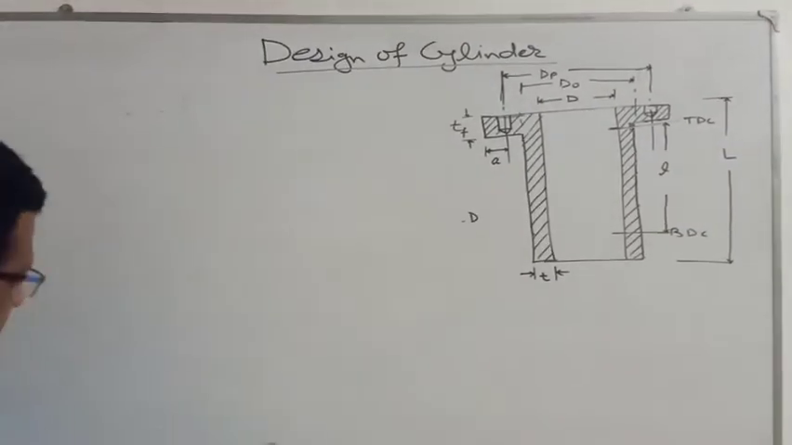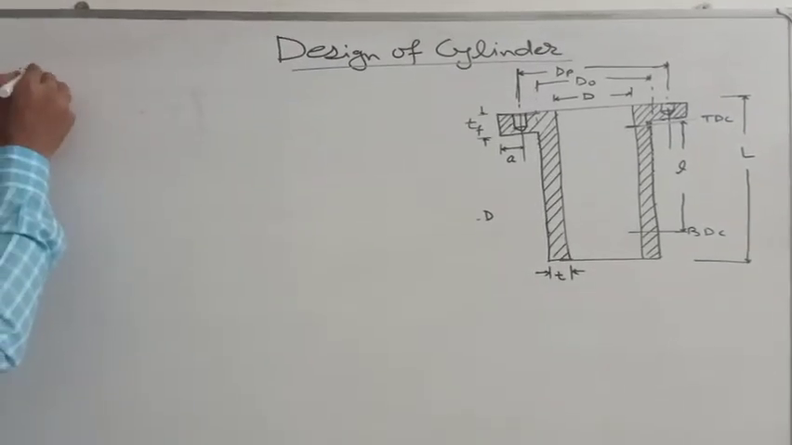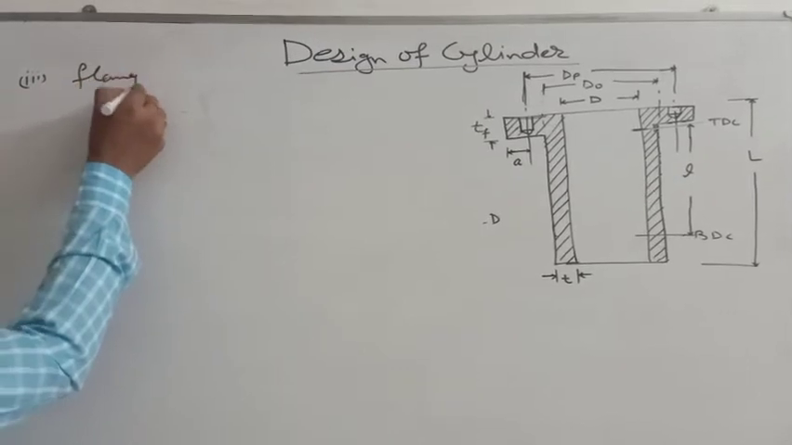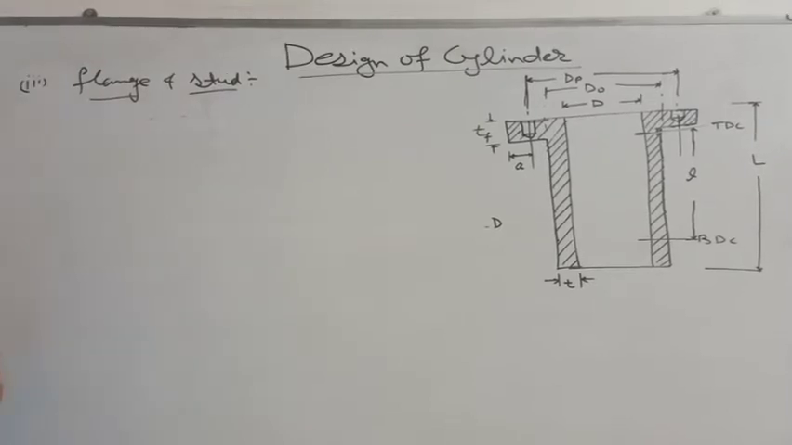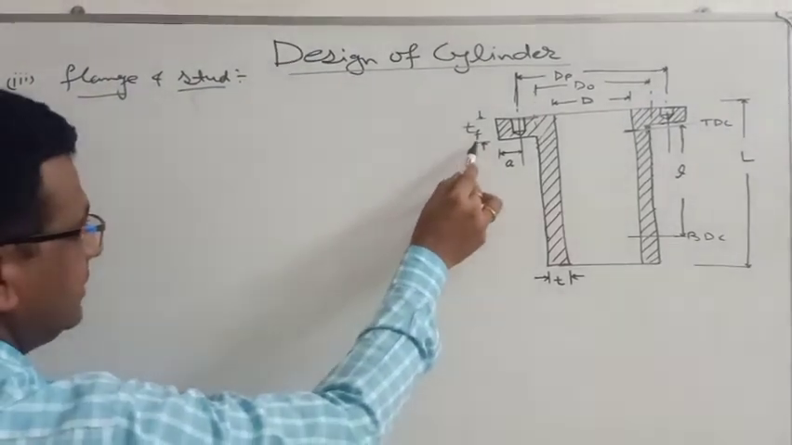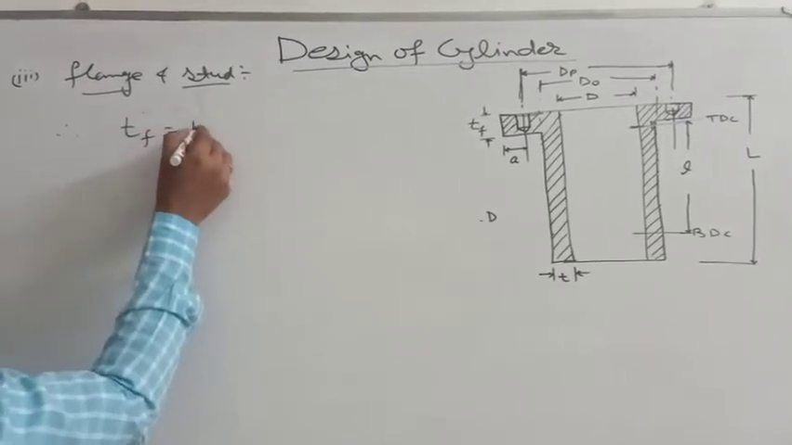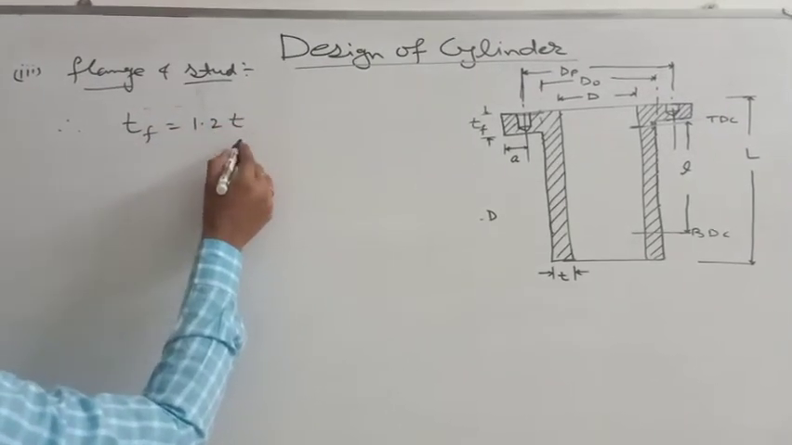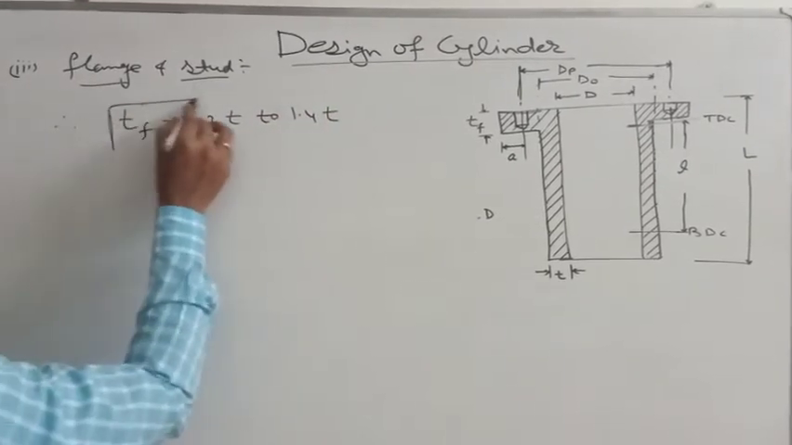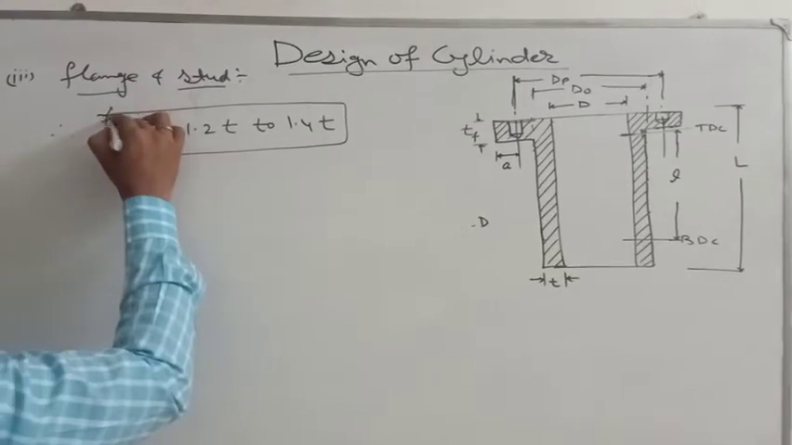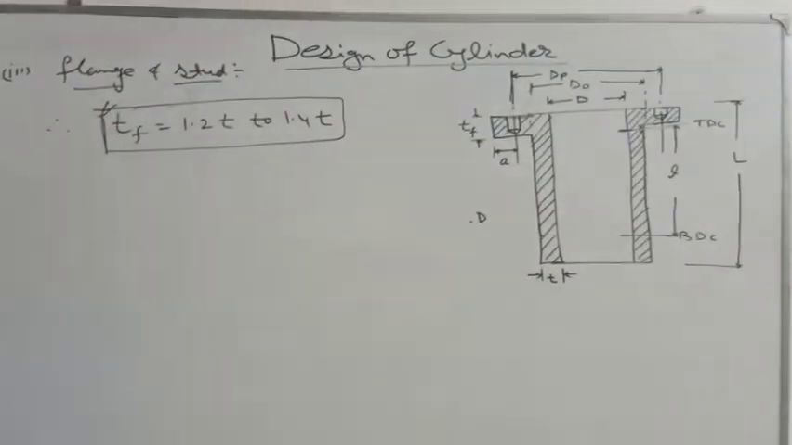Our next step is to calculate the stud, or the designing of the flange and stud. Now if we want to design this flange, then we require the thickness of the flange, and empirically this thickness of the flange is considered as 1.2 times T to 1.4 times T. In between these values we can choose our thickness for the flange.